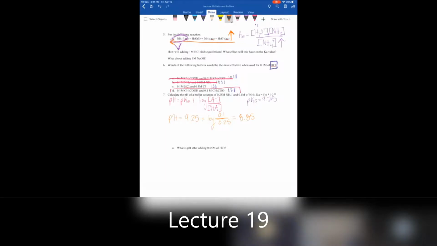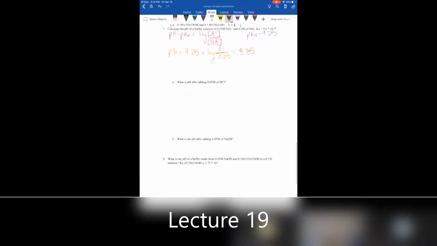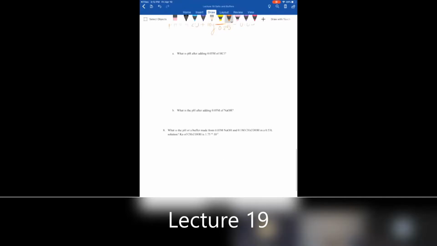You would take in the ratio part, you would subtract 0.05 on the top and then add 0.05 on the bottom. Are you sure? Yes, because HCl is acidic. Are you positive? Yes, I'm pretty positive. Okay.